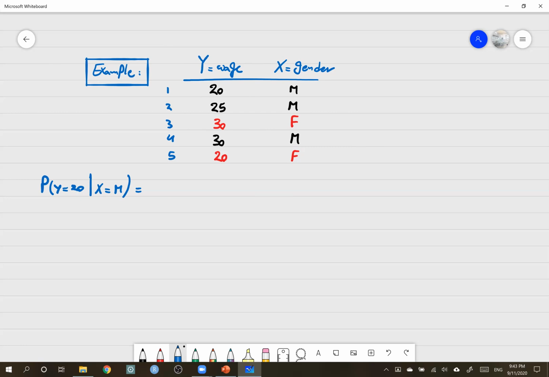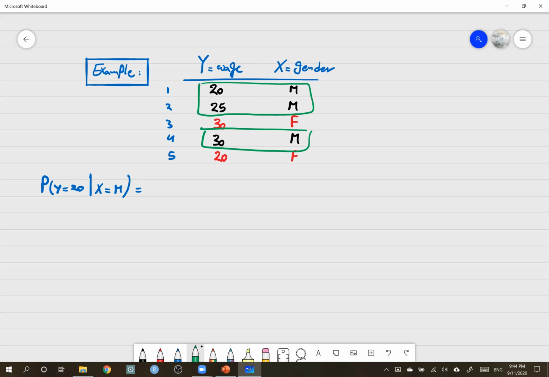Without knowing anything about that formula that we used in the previous slide, let's think about it intuitively. Conditional on X, gender, being equal to male, this means that we narrow down the data to black observations. Only looking at those three black observations, 20, 25, 30. If I focus on the males only, I'm focusing only on these observations. I want you to look at these three observations and tell me what is the probability that wage is exactly equal to 20.